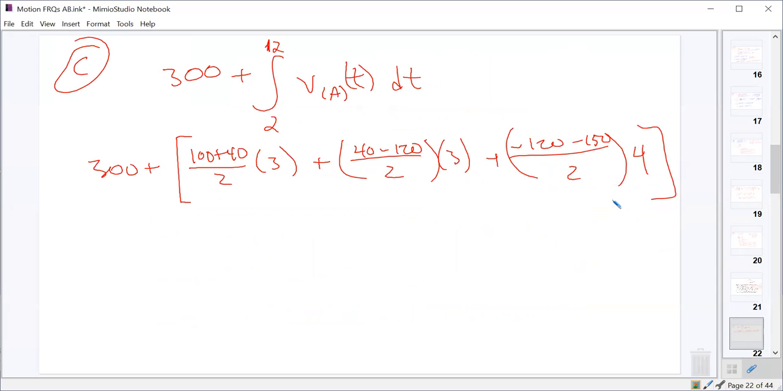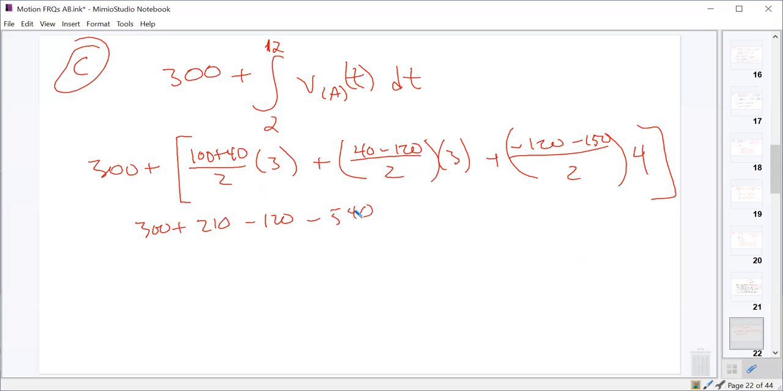And then you just do some fun arithmetic to figure out what that is. So what is this? This is 300 plus, what is that? 140 over 2 is 70. So 70 times 3 is 210. What's that? Negative 80. So negative 40 times 3 is minus 120. That one's what? Negative 270. So that's negative 135, which ought to be negative 540. Does that sound right to everybody?